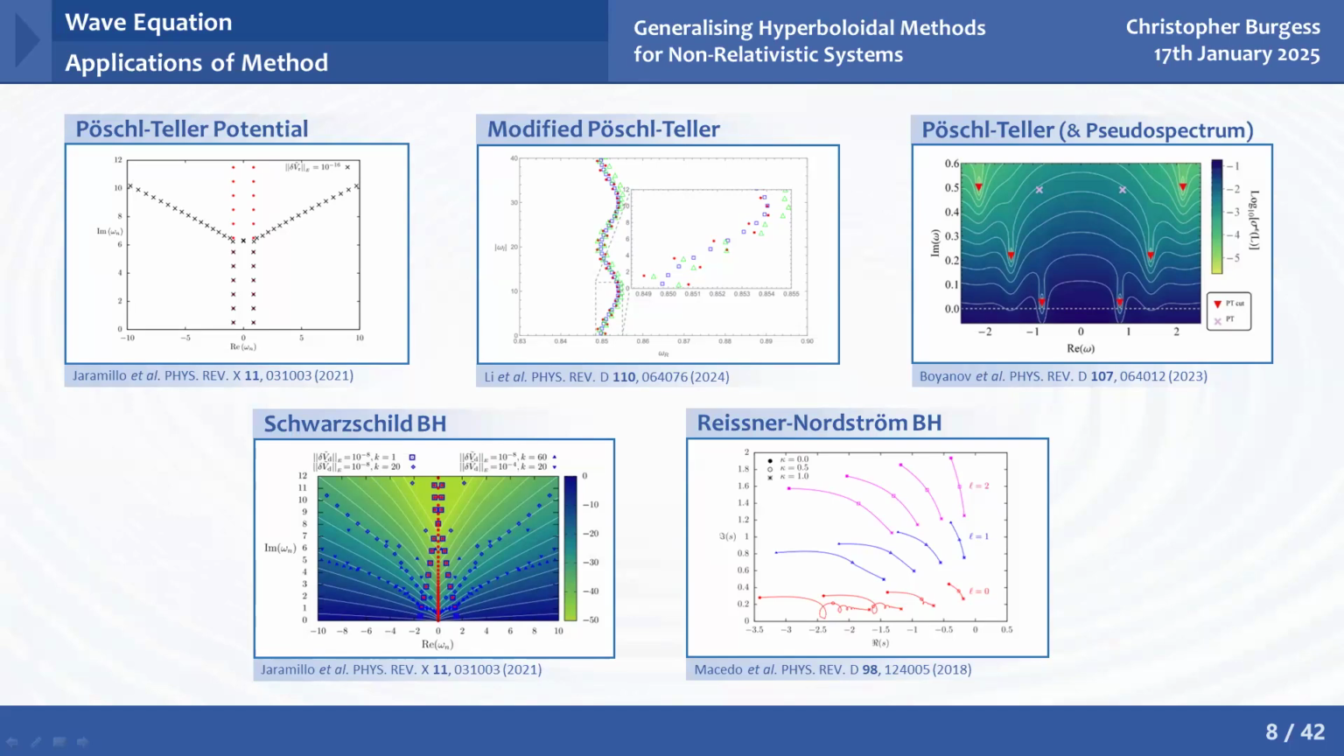On the top left here, we have the raw Pöschl-Teller potential, then a parameterized one, and then a perturbed Pöschl-Teller potential. There's this nice work on pseudospectrum that's being connected now. And of course, black holes as well, which is what this method is really born for.